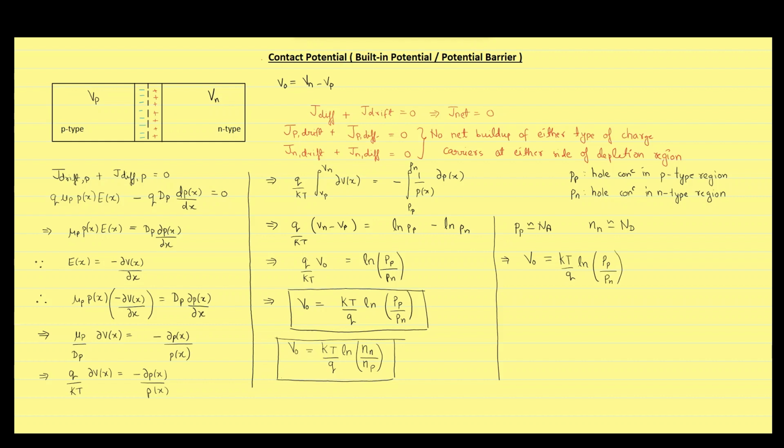By mass action law, we can write hole concentration in the n-type region to be approximately equal to square of intrinsic carrier concentration divided by free electron concentration in the n-type region, which is equal to square of intrinsic carrier concentration divided by doping concentration. Substituting the values of hole concentration in the p-type region to be equal to Na and concentration of hole in the n-type region to be equal to ni squared divided by Nd, we will get another formula for contact potential, which is equal to kT/q into natural logarithm of Na into Nd divided by square of intrinsic carrier concentration.